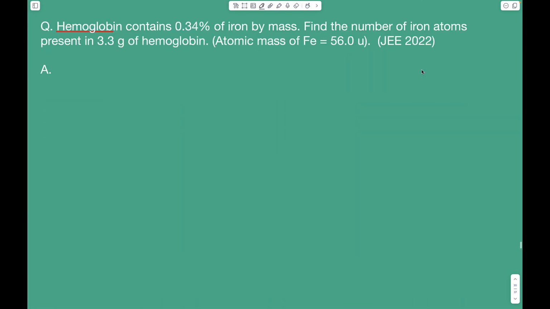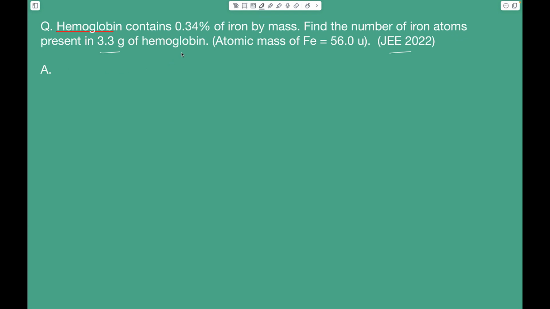What do we have next? This question says hemoglobin contains 0.34% of iron by mass. Find the number of iron atoms present in 3.3 grams of hemoglobin. This is a question that appeared in a previous JEE examination.